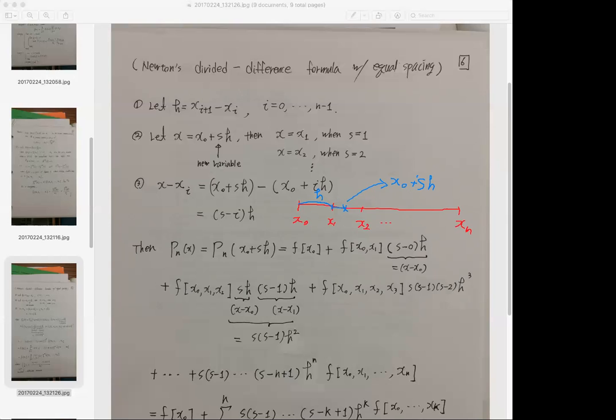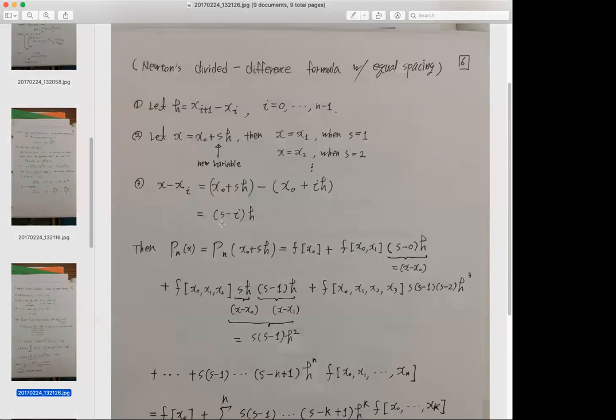Now, what about x minus xi? Then x minus xi is going to be x0 plus sh minus x0 plus ih. For any of the nodes, we can express the nodes in terms of x0 and h, so xi is x0 plus ih. Simplifying this, we get s minus i times h.